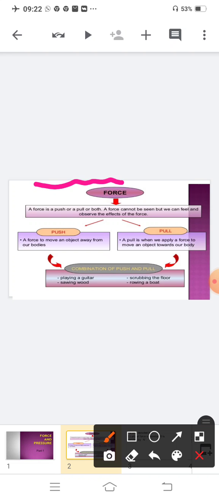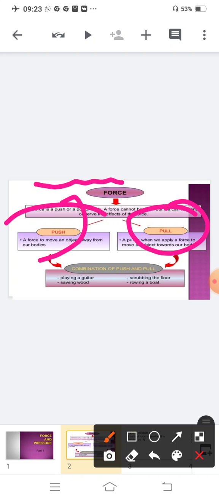To move an object away from our body, we have to push it. If you want to move an object away from your body, you will push that object. And a pull is when we apply a force to move an object towards our body. If you want the object to move towards your body, you apply a force, and that force is known as pull.